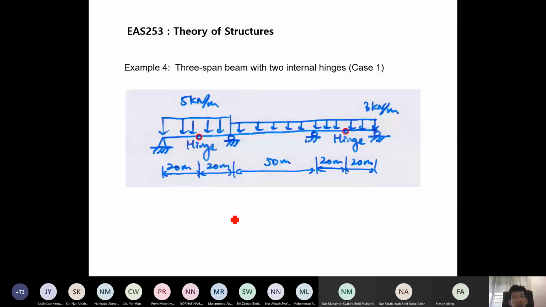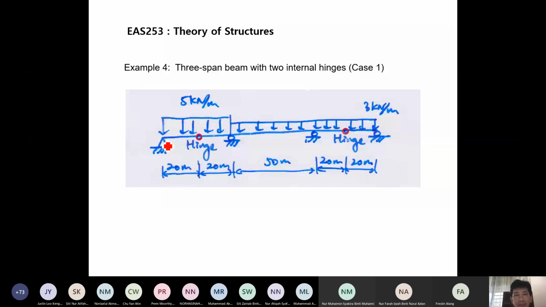Okay, so there is a UDL of 5 kN per meter along this span, and 3 kN per meter UDL along these 2 spans. The distance here is 40 meter, and the hinge is 20 meter from this left support. The center span is 50 meter, and the last span is also 40 meter with a hinge here.